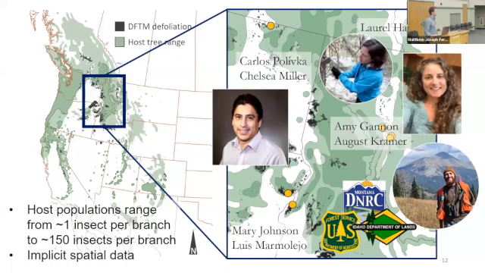Sort of on the theme of persistence, I was supposed to go out and collect this data myself in summer of 2020, and that didn't happen. This project almost fell apart, and thanks to these amazing people, our collaborators at the Forest Service and Department of Natural Resources, we were actually able to get this project done thanks to their sampling efforts, which was really amazing.